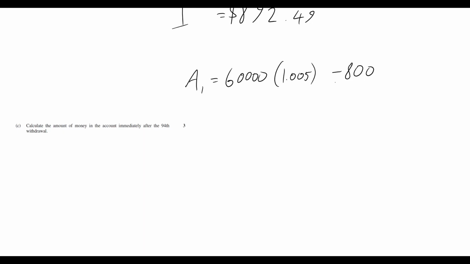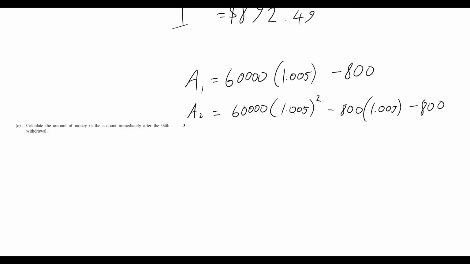That's exactly what we had earlier. But now what I can write for A sub 2 is 60,000 times 1.005, and now I'm going to square that. Then I ask, what's the interest accrued on the $800 that we've taken out? That would be minus 800 times 1.005, and then again minus the 800 that we take out at the end of each month.